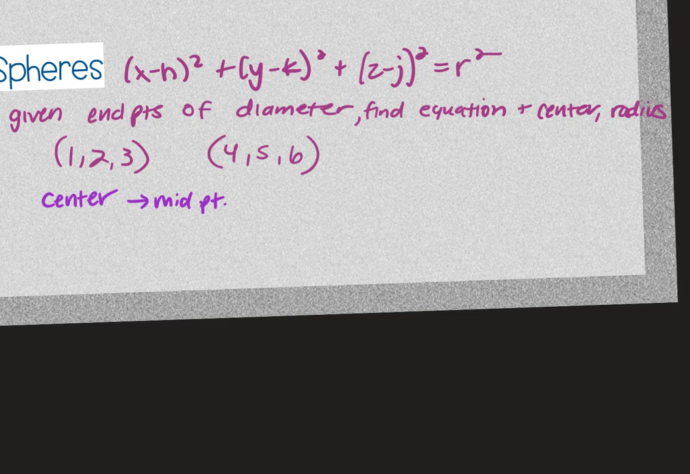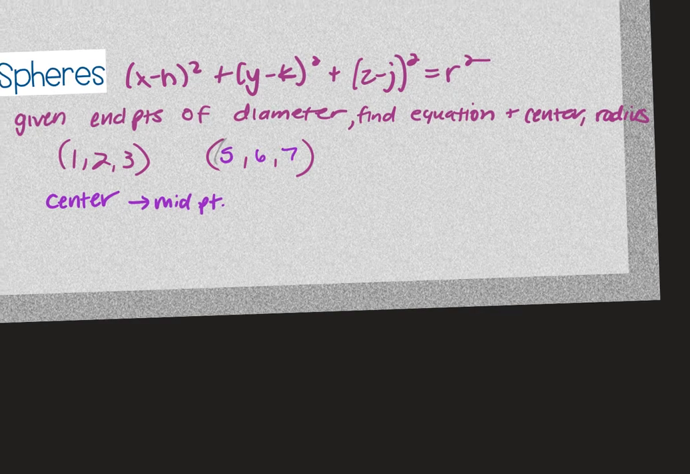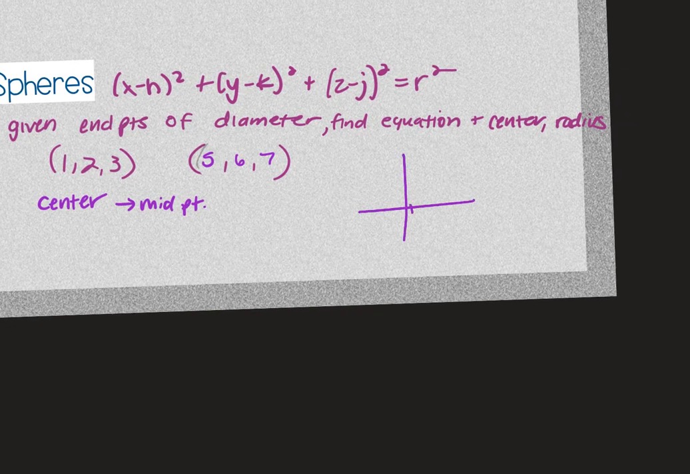I should have picked even numbers to make my life easier, but change this. The midpoint with those. If those are the endpoints of your diameter, right, the center of it. If you could picture 1, 2, 3, that's one point, and 5, 6, 7 is the other. Those are the endpoints of the diameter of the sphere.